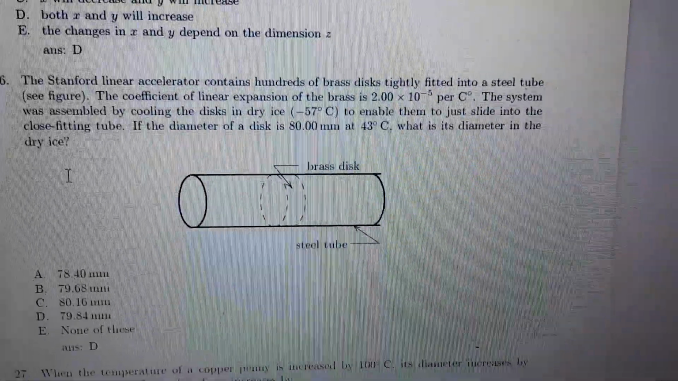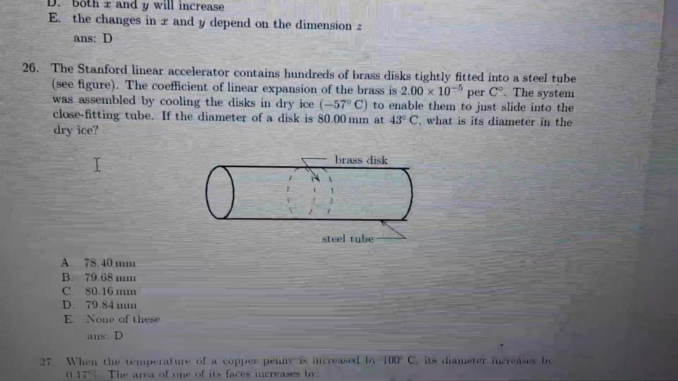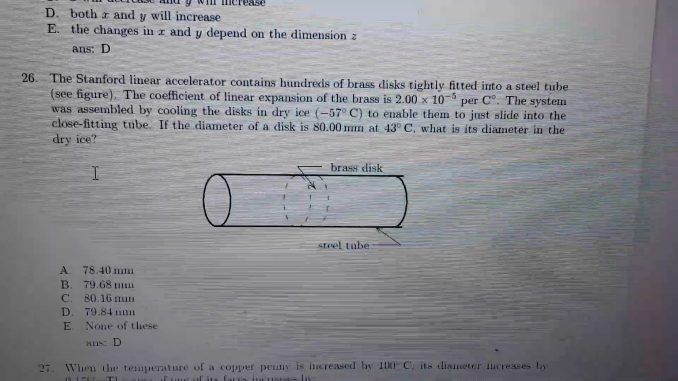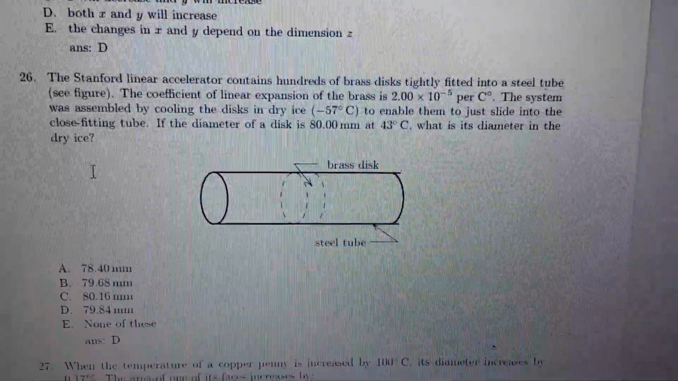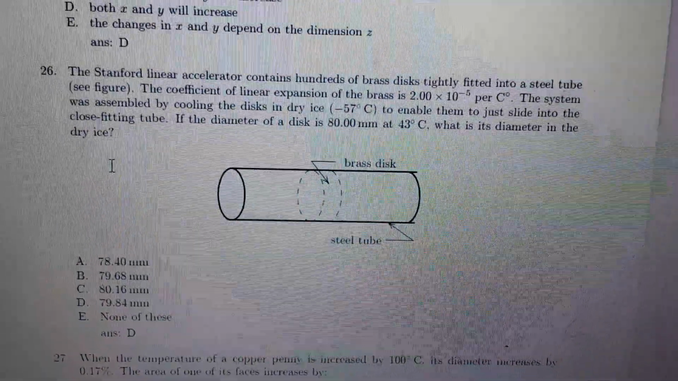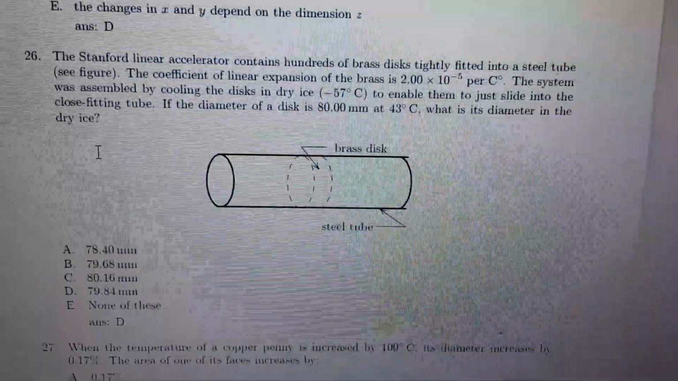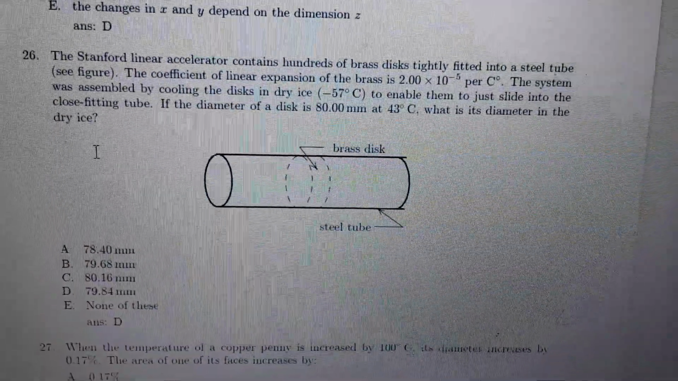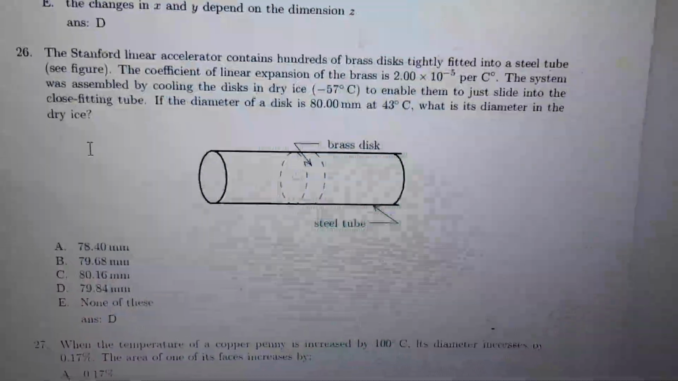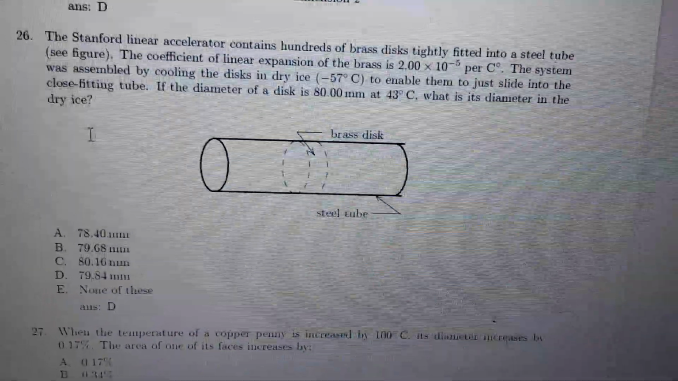The Stanford Linear Accelerator contains hundreds of brass discs tightly fitted into a steel tube. See figure. The coefficient of linear expansion of the brass is 2.00 times 10 to the power minus 5 per degree Celsius. The system was assembled by cooling the discs in dry ice at minus 57 degrees Celsius to enable them to just slide into the close-fitting tube. If the diameter of a disc is 80.00 millimeters at 43 degrees, what will be its diameter in the dry ice? It will be 79.84.